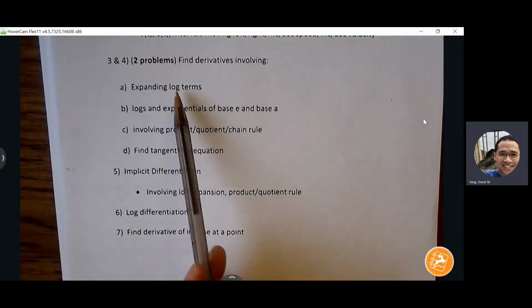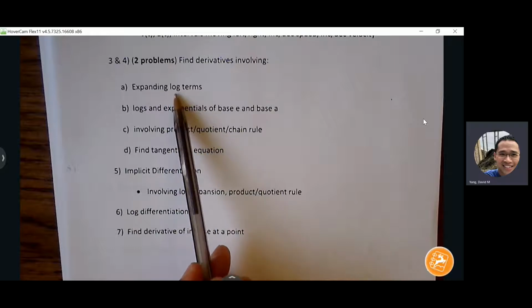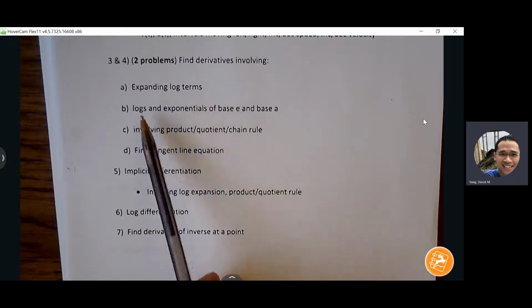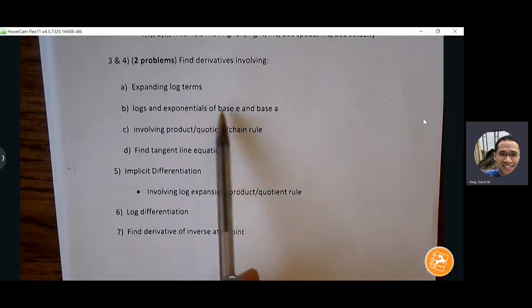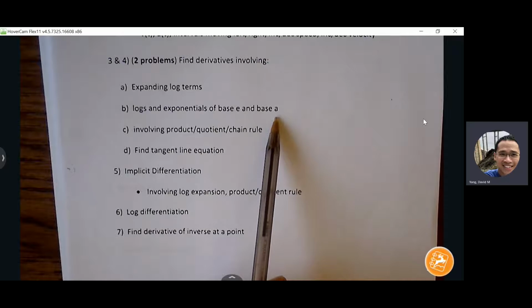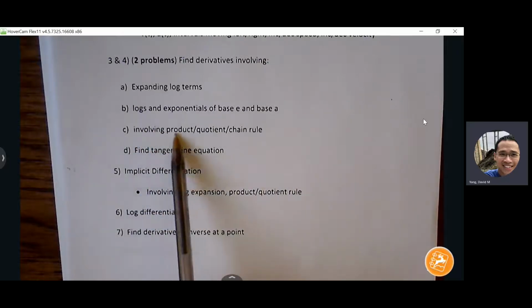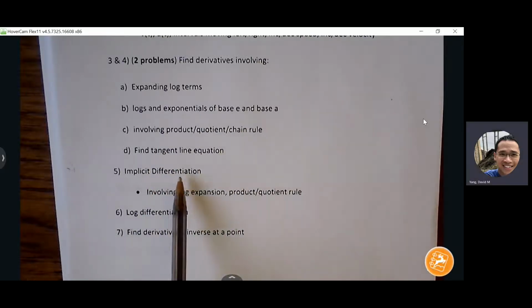Find derivatives involving expanding log terms. Right, doesn't have to be natural log, could be log base 3 or log base 5, right? Expand all the way out before you find the derivative. We need to be able to find derivatives involving logs and exponentials of base E and also base A. A just means bases other than E. Derivatives involving product, quotient, chain rule, finding tangent line equation, implicit differentiation. So sometimes that may involve log expansion, but it also may involve product and quotient rule.